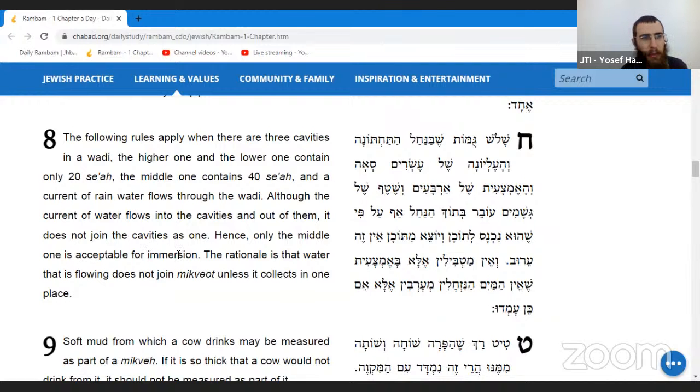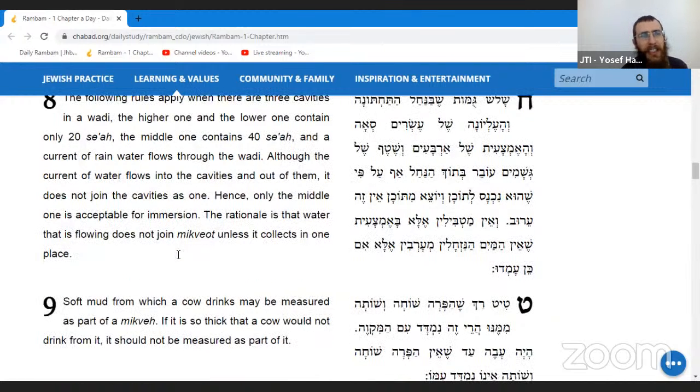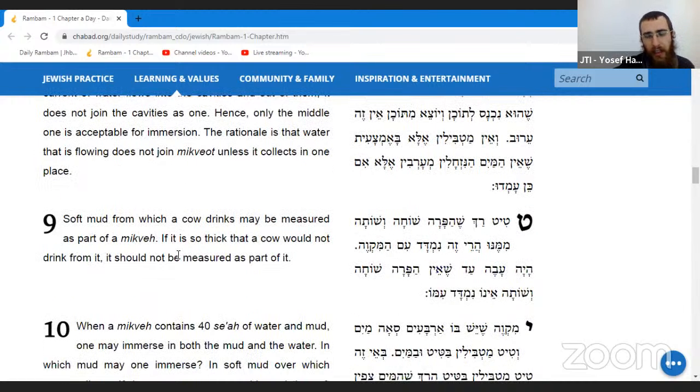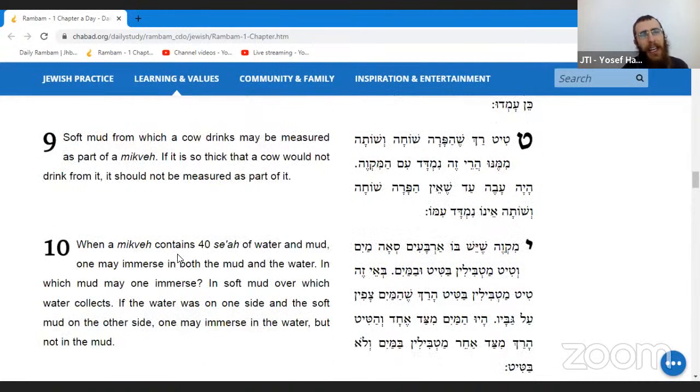The rationale is that the water that is flowing does not join mikvahs unless it collects in one place. It's not a pool. It's rather just a flow. Halacha number 9, soft mud from which a cow drinks may be measured as part of the mikveh. It's counted. If it is so thick that a cow would not drink from it, then it is not measured as part of the mikveh.